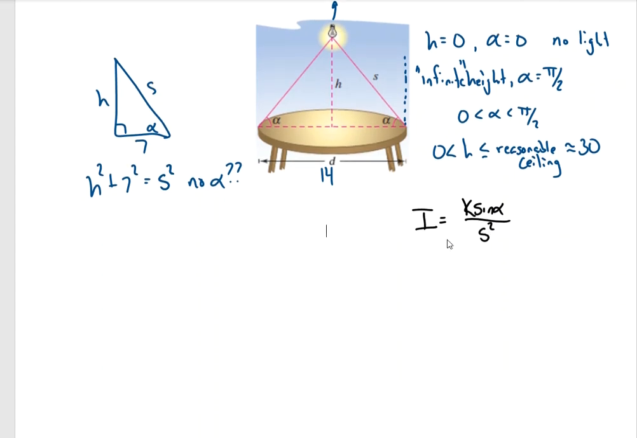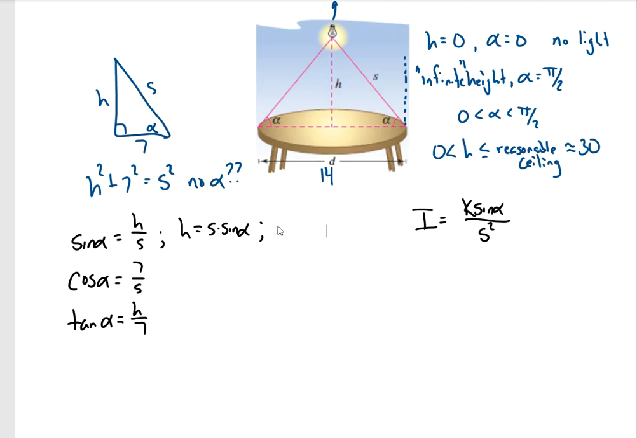I'm going to scroll up now. With our new line of thinking, what do I know about alpha? The sine of alpha is opposite over hypotenuse. The cosine of alpha is adjacent over hypotenuse. The tangent of alpha is opposite over adjacent, so this is h over 7. From the sine, we can multiply both sides by s and we get h equals s times the sine of alpha.